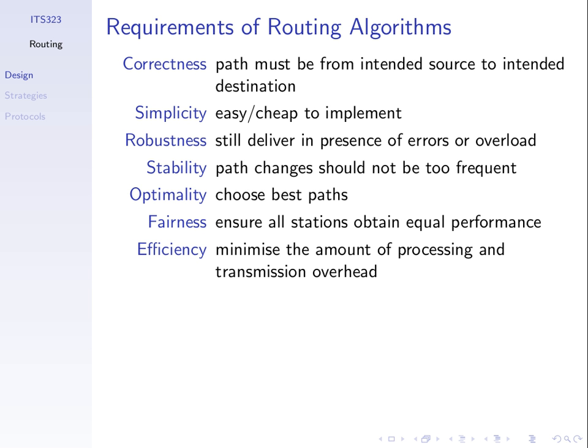1, 2, 3, 4, 5, 6, 7. Now node 2 wants to reach 7. And let's say our routing algorithm, again we have two alternatives, 2, 3, 4, 5, 6, 7, or 2, 8, 7. Let's say our routing algorithm chooses 2, 8, 7.